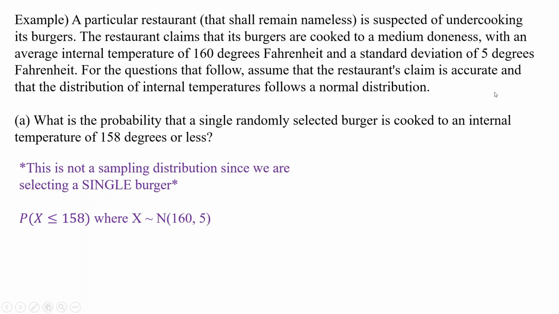We want to find the probability that X is less than or equal to 158, where X follows a normal distribution, 160 as the mean, 5 degrees as the standard deviation. So we're selecting a single burger. It's a random variable. So that's why it's X less than or equal to 158. And we're selecting it from the population. So we use our population parameters. We convert to a z-score. So we're going to take 158 minus 160 and divide it by 5. And that's going to give us a z-score of negative 0.4.